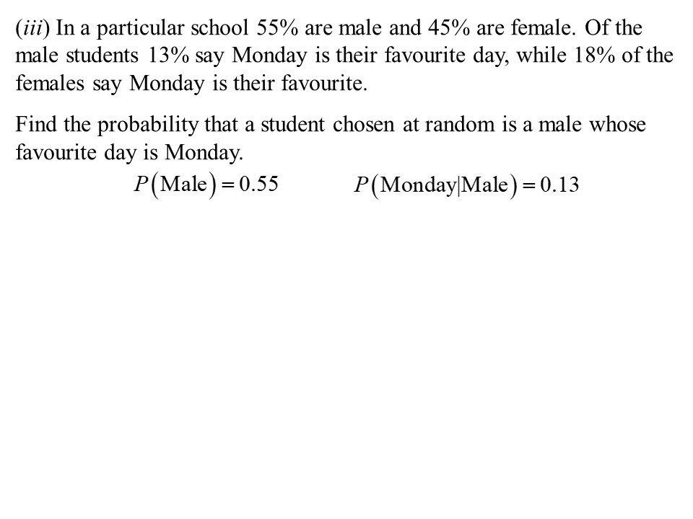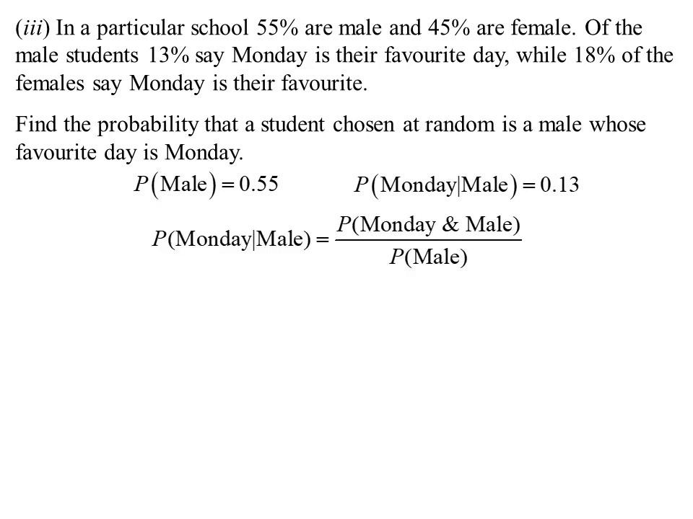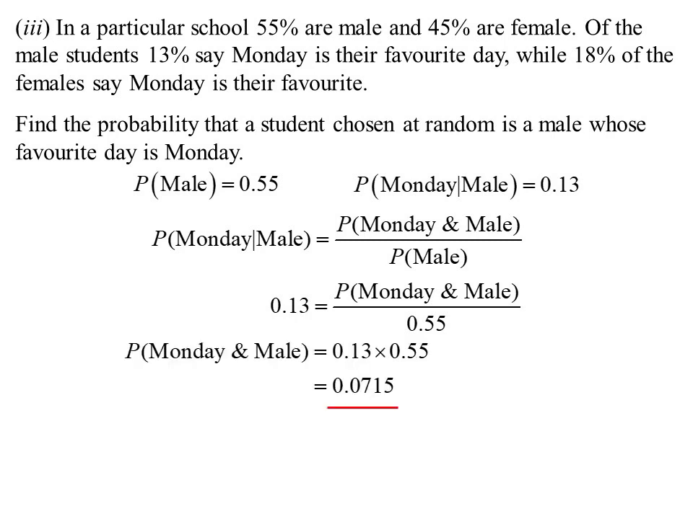Probability of the person being male, they said 55%, so 0.55. Probability that Monday is their favourite day, given that they were male. Well, that's 13%. Okay. Here's our formula. Probability of Monday given that they're male will equal the intersection over probability of male. Sub in the info we got, let's rearrange it. Okay, probability of being a Monday and a male, which is what we're trying to find. Student chosen was both male and their favourite day was Monday. We can work that out now to be, well, 0.0715. Very small probability.